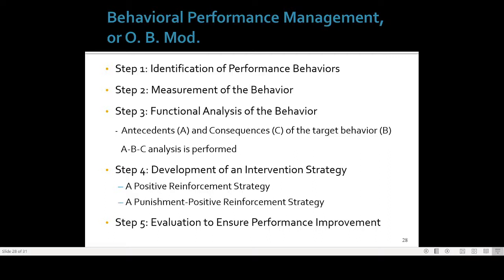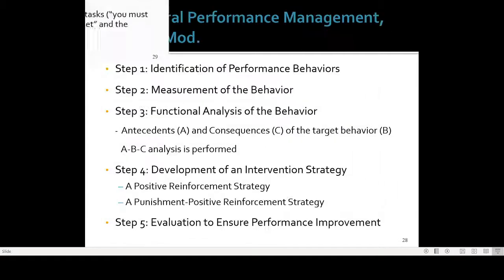So intervene if the behavior is not acceptable. Then you can use positive reinforcement strategies, and or you can use punishment and positive reinforcement strategies. And then as a last step, you evaluate and ensure performance improvement. So these are the five steps that you need to do.